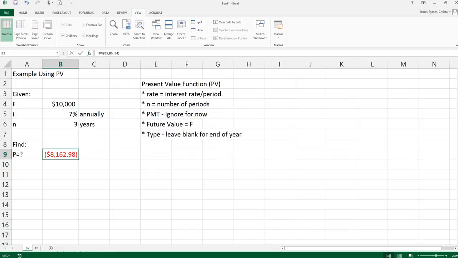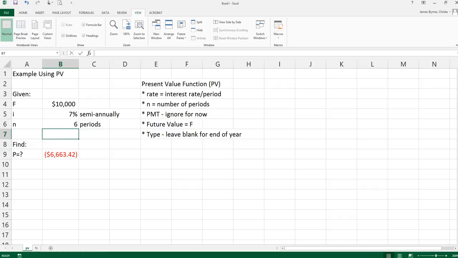I remember it was 8163 or something. So, easy as pie, right? Well, what if we're going to do 7% compounded semi-annually? Then if we're going to do it for 3 years, that would be 6 periods.